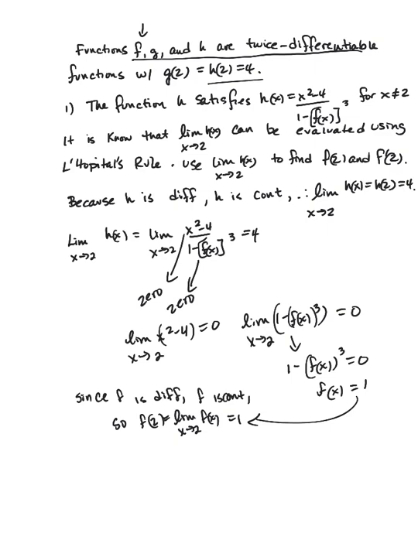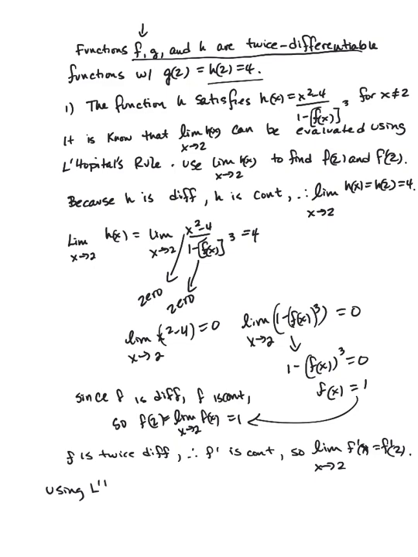Okay? Now, keep in mind, f is twice differentiable. Okay, therefore, f prime is continuous. Okay? So, the limit as x approaches 2 of f prime of x has to equal f prime of 2. Okay? Now we're going to use L'Hopital's rule.